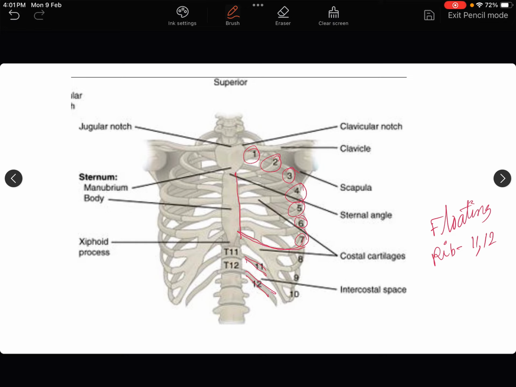So this is called the true rib, and 8, 9, 10, which conjoin together and attached to the sternum. This is called false rib, 8 to 10.